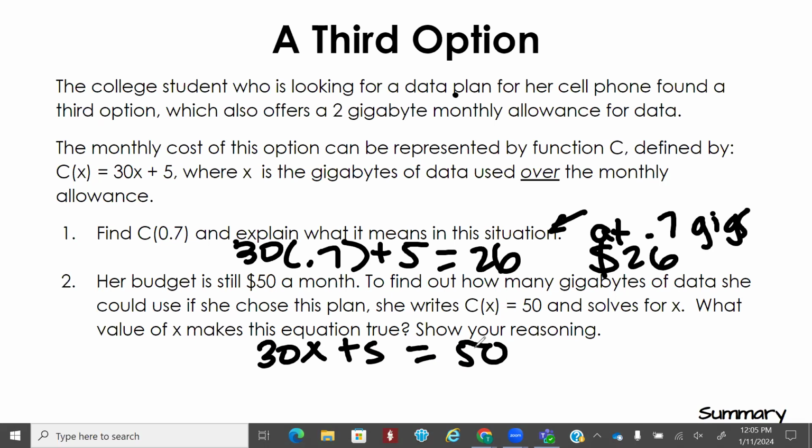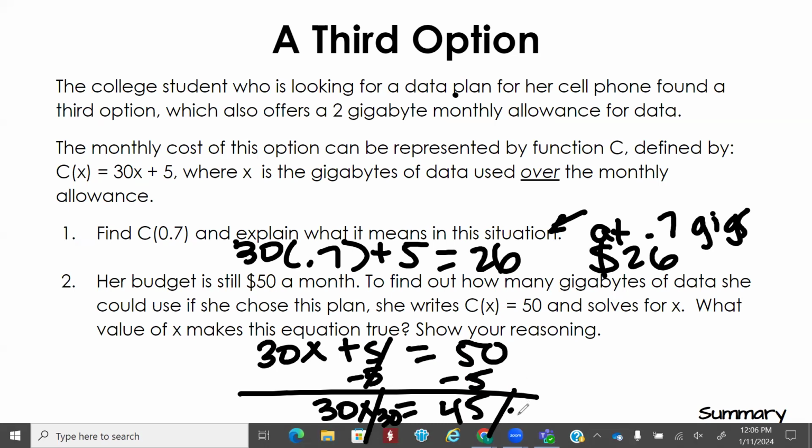Okay, so what's the first thing I'm going to do on this one? I'm going to subtract by 5. And that's going to give me 45. And then I'm going to divide by 30. So when I divide 45 divided by 30, that's going to give me 1.5.